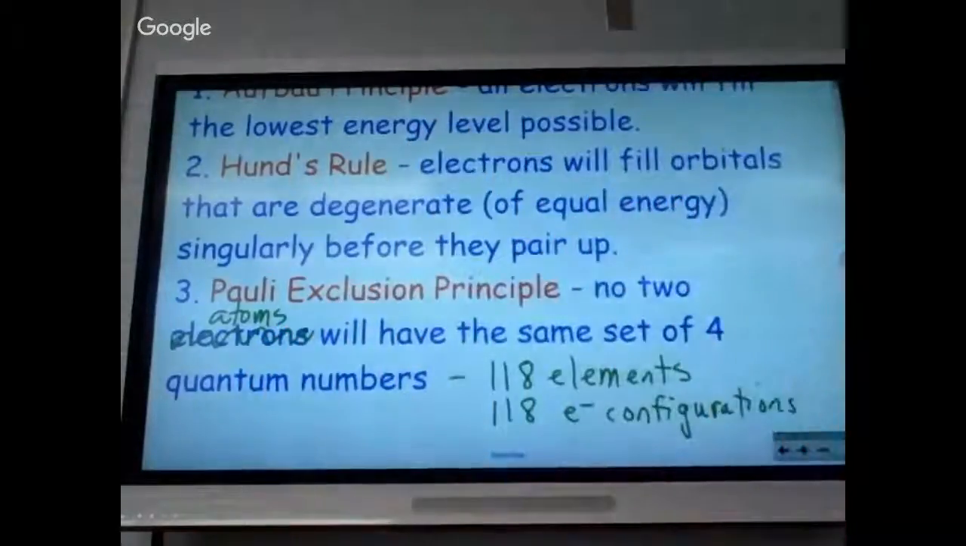Okay? Given that every single element, we just learned about the quantum numbers, right? What was the point of the quantum numbers? They're addresses for the electrons, correct? Do you guys all have the same address, or do you have a different address? We all have a different address. And we all have different houses. So if we all have the same address, would we be able to get our mail? No. So we have 118 elements on the periodic table.